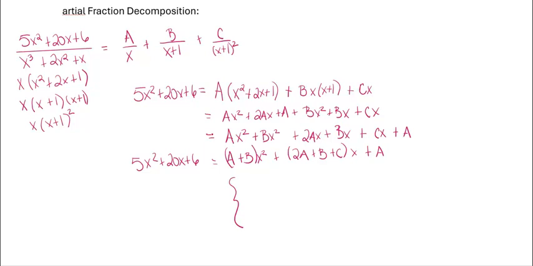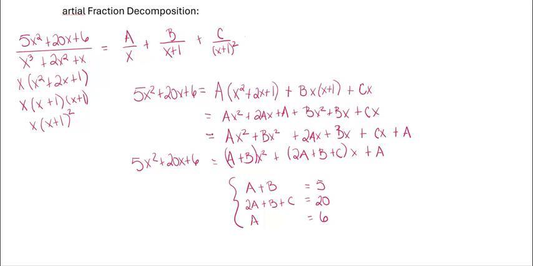So my coefficient of x squared is a plus b, I'm going to skip my c, equals 5, because the coefficient of x squared is 5. My coefficient on the right side of x is 2a plus b plus c, so I'm going to write that: 2a plus b plus c equals the coefficient on the left side of x, which is 20. And then my only constant is a, and my only constant on the left side is 6. So now I have a system of equations that I can solve.